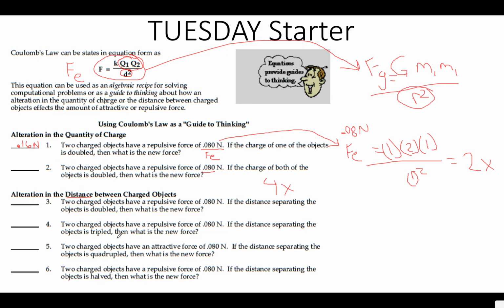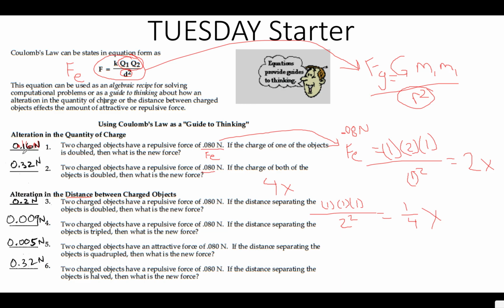Now, distance is going to be down here. Remember that it is squared. So if the separating distance is doubled, what's the new force? So we still have 1s on the top here, because we're not changing anything about the charge. But what we're doing is we're doubling the distance, which is squared, which means your result is 1/4 the original amount. And if you plug all this information in, here is what we would end up seeing in terms of the answers.